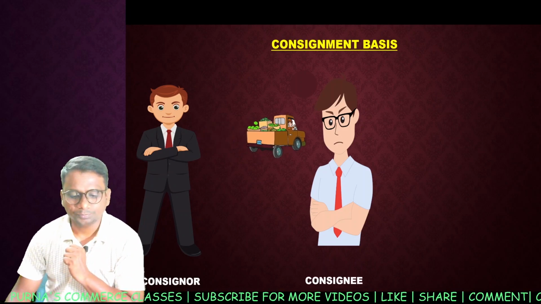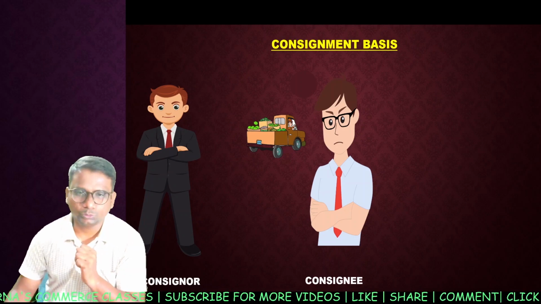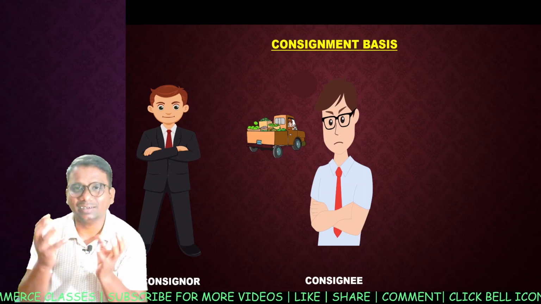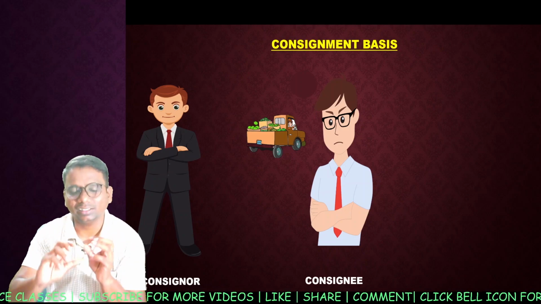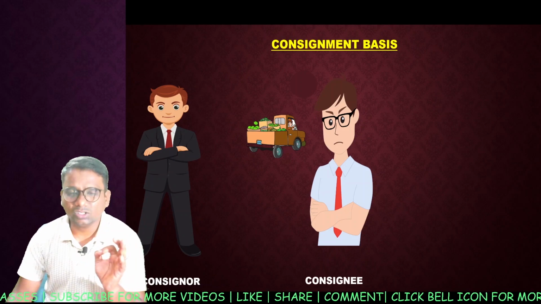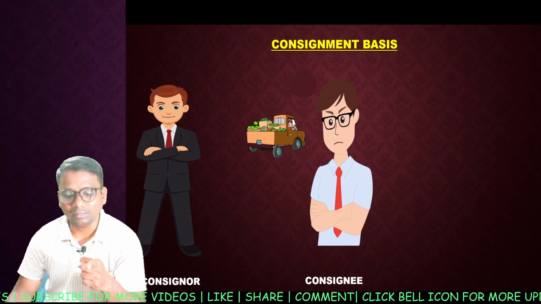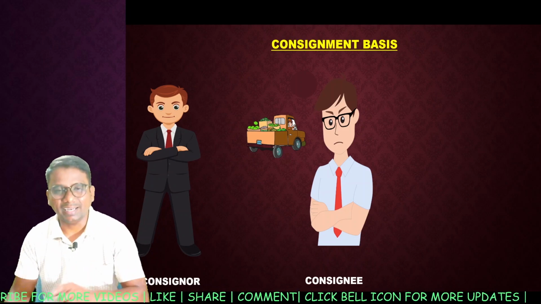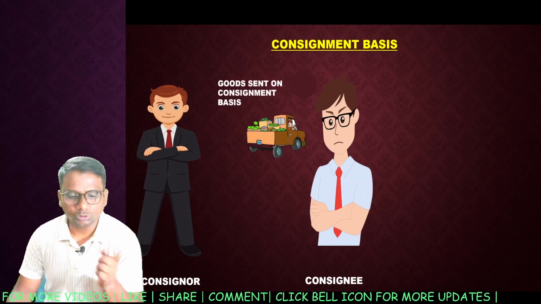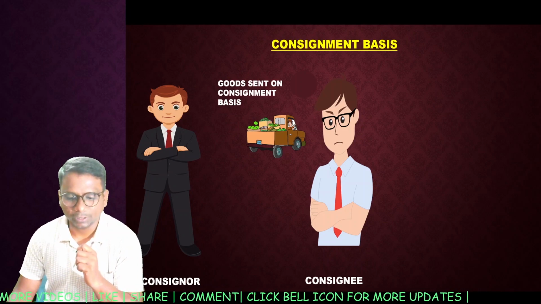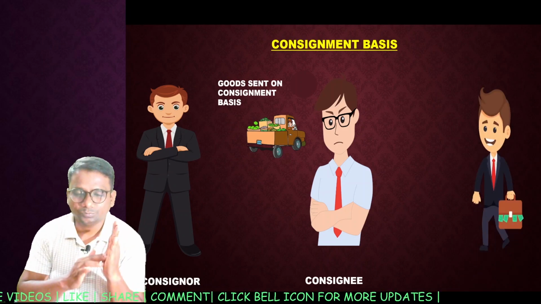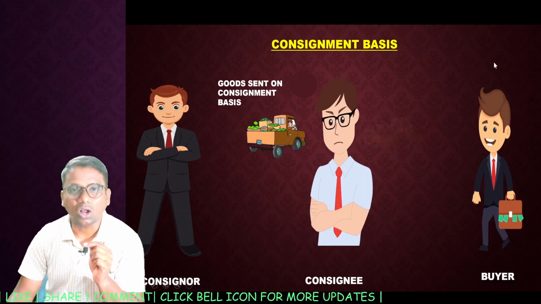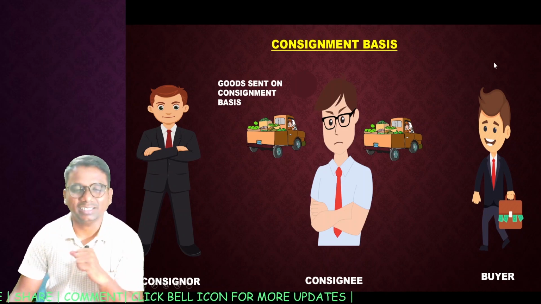After sending goods to the agent, now the seller becomes consignor. Now character names change. Characters are not changing, character names are changing. Seller, we are calling him consignor, and agent, we are calling him consignee. Goods sent on consignment basis. Now this consignee sells goods to the buyers, customers, on behalf of whom? Consignor. Yes or no?